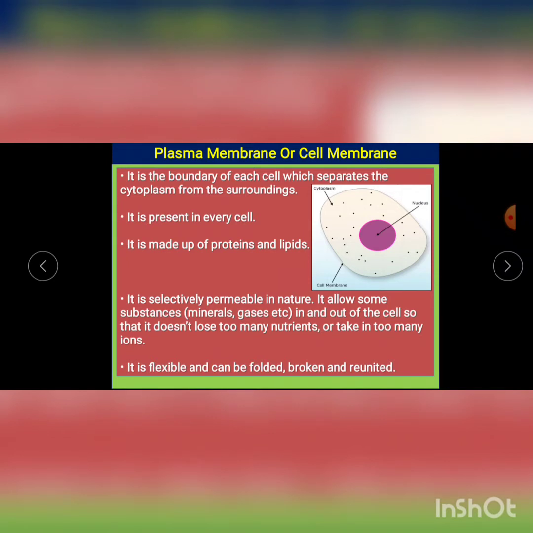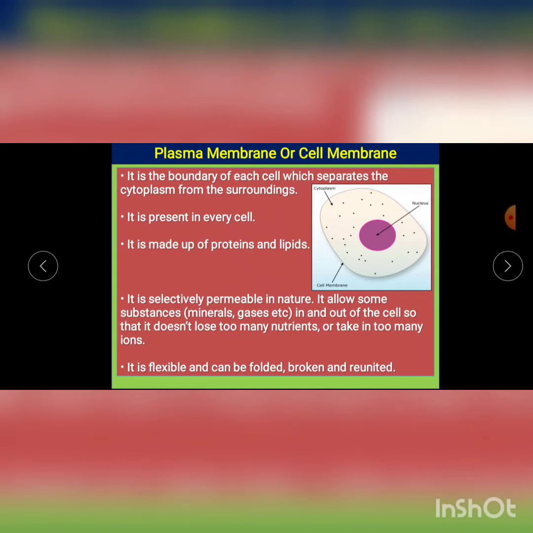This cell membrane is actually present in each and every cell, and it is made up of proteins and lipids mainly. Mainly you will find that the cell membrane is made up of proteins and lipids. Also, one of the most important features of a plasma membrane is it is selectively permeable in nature. What does it mean to be selectively permeable?